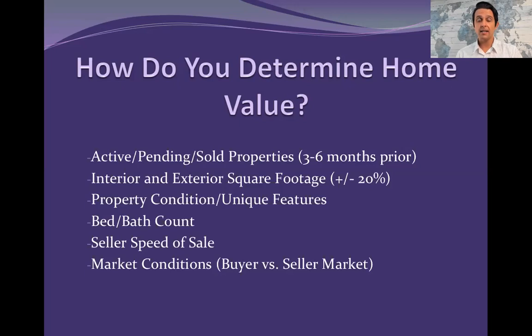Another big aspect of evaluation is property condition and unique features. So that could be views, it could be pools, it could be a guest house, it could be access to horse property. Being in Rancho Cucamonga, a lot of people are out in bridle trails with their horses, so having horse stables could be an aspect or a unique feature. We'll get into that in a little bit.